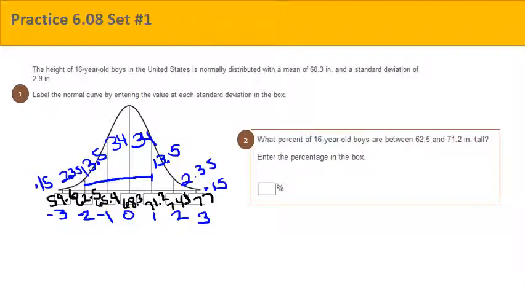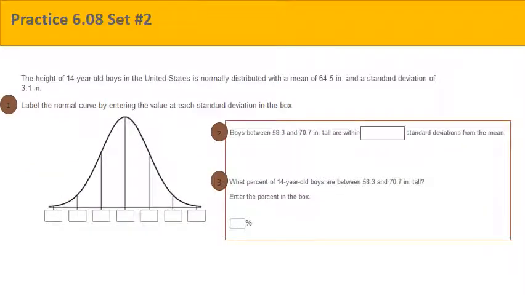So between here and here, I'm going to add up 13.5, 34, and 34, because that's from the 62.5 to 71.2. Add those up, and you're going to get 81.5%. Okay, so you'd put 81.5 in the box. All right, so let's look at problem set number 2.